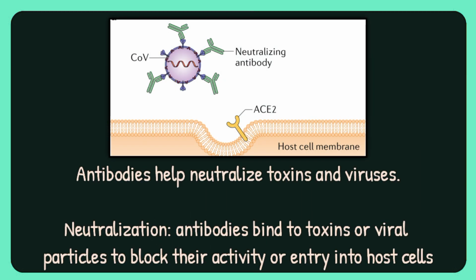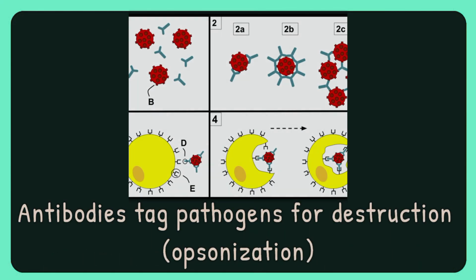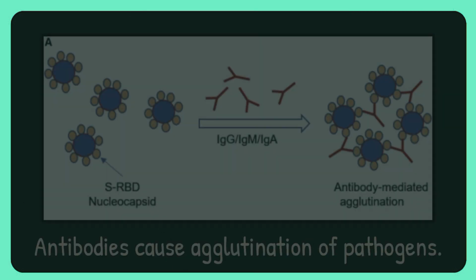Antibodies can neutralize toxins and viruses. They do this through neutralization, binding to toxins or viral particles to block their activity or prevent them from entering host cells. Antibodies can also tag pathogens for destruction, a process called opsonization. Basically, they coat the invaders, making it easier for phagocytes like macrophages and neutrophils to grab and destroy them.